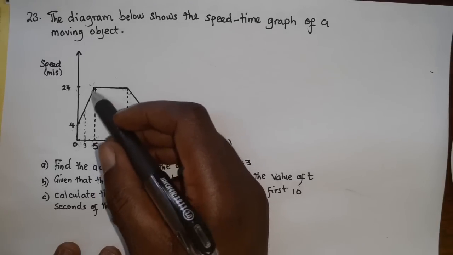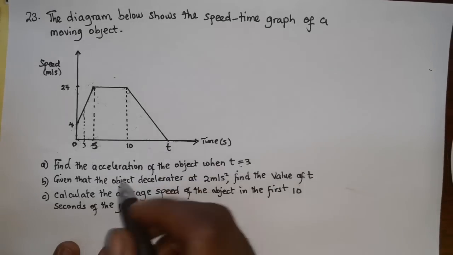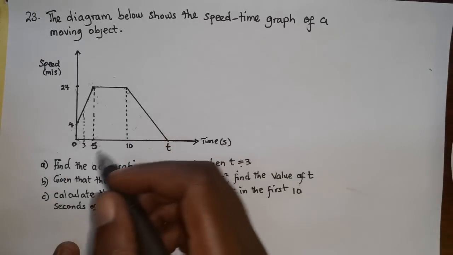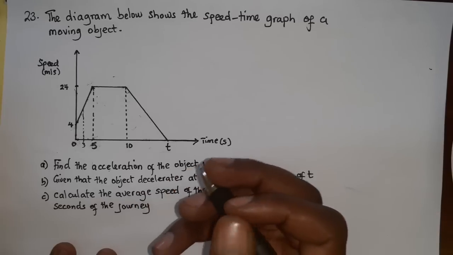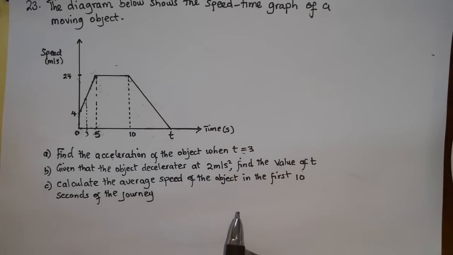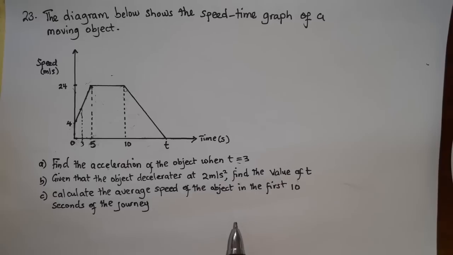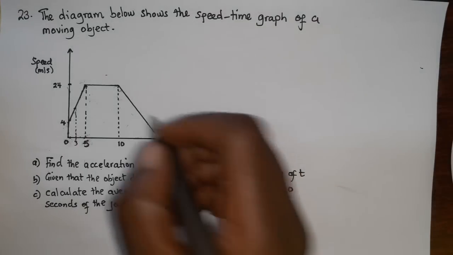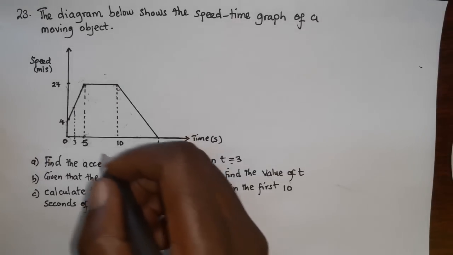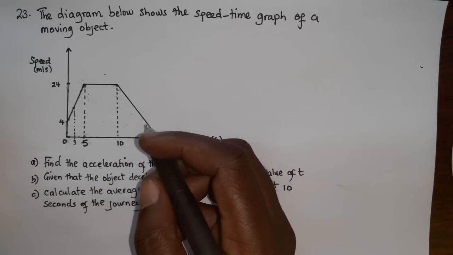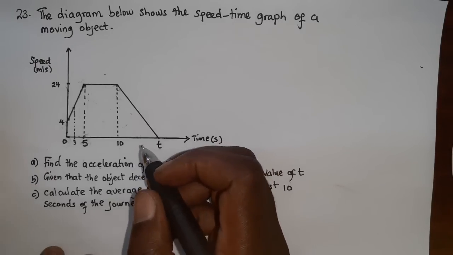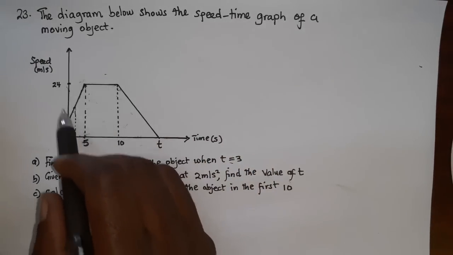The slope of this one, you know that acceleration is the same as the slope, the steepness or the gradient. So, at any point here, the gradient is the same. So, we can use what we have here to calculate the acceleration.